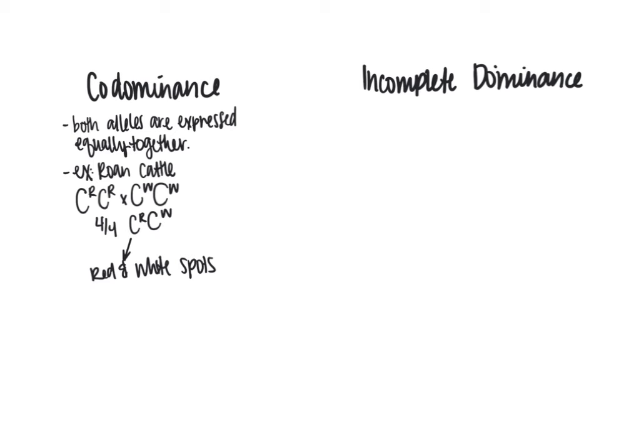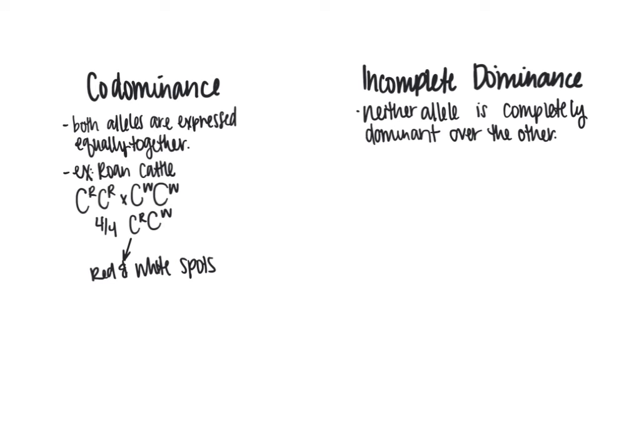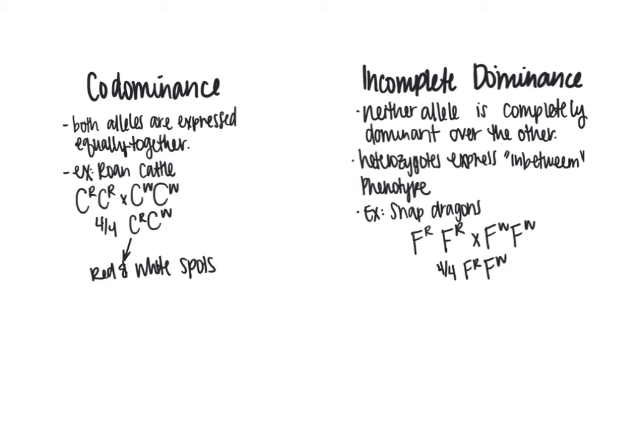Incomplete dominance, on the other hand, is where neither allele is going to be dominant over the other. In this case, your heterozygotes are going to express an intermediate or an in-between phenotype. The example that we use is snapdragons.